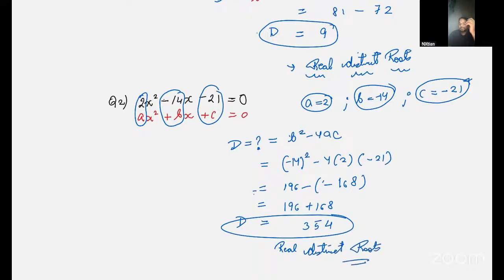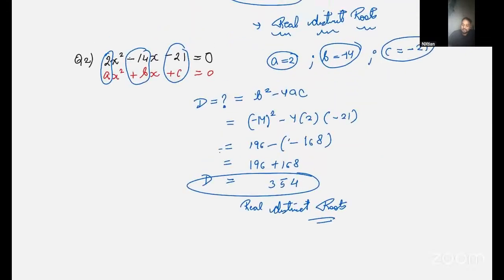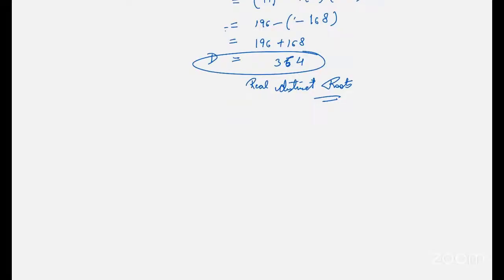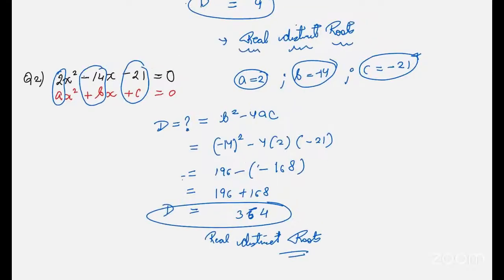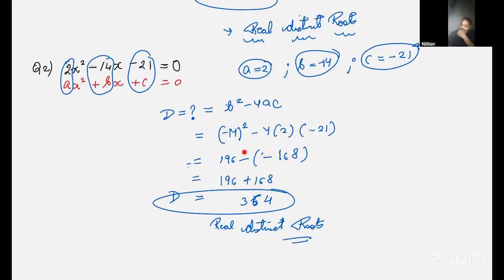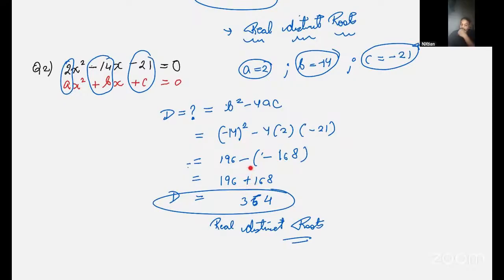Okay. I'll give one more question. What will be 364? Yeah, 364 only I wrote. I have a quick question, please. In the second question, plus 168, how did the plus sign come? Because of the minus minus? Yeah, minus multiplied with minus, minus and minus make plus. Okay, sir. Okay.